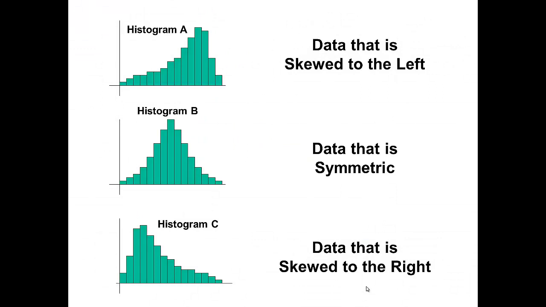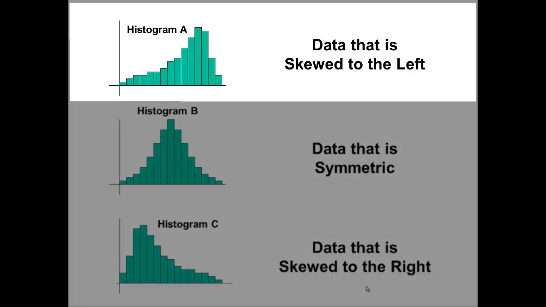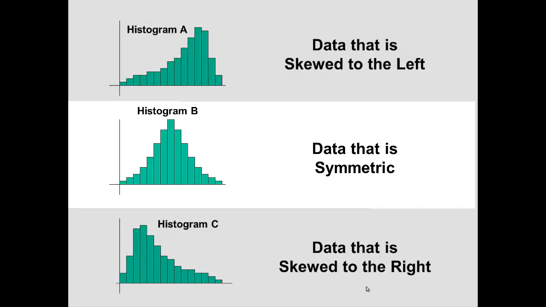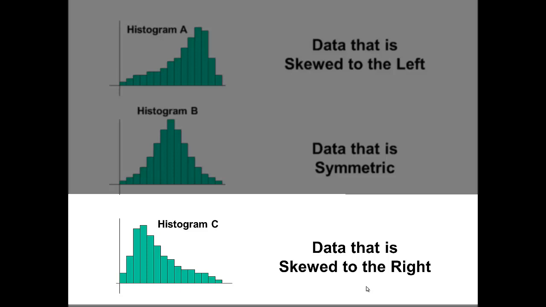Let's review some things about histograms. Histogram A is an example of a histogram with data that is skewed to the left. It has a left tail with more data to the left-hand side than expected. Histogram B is an example of data that is symmetric. It is even and the shape looks the same on both sides. Histogram C is an example of data that is skewed to the right because there is a tail to the right. In other words, it has more data on the right-hand side than we would normally expect.